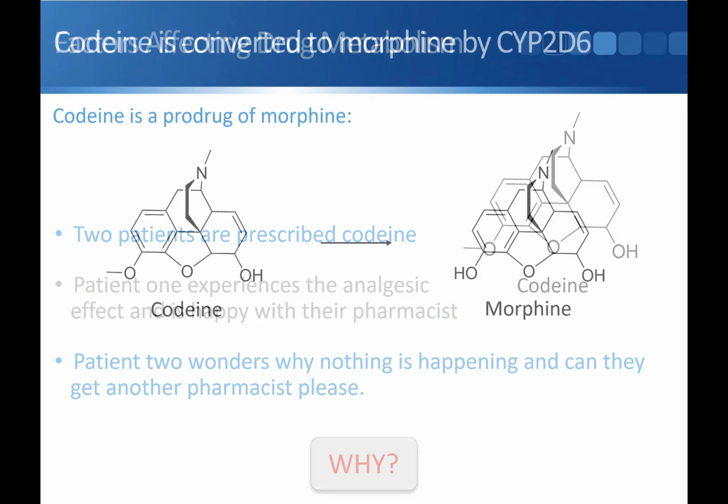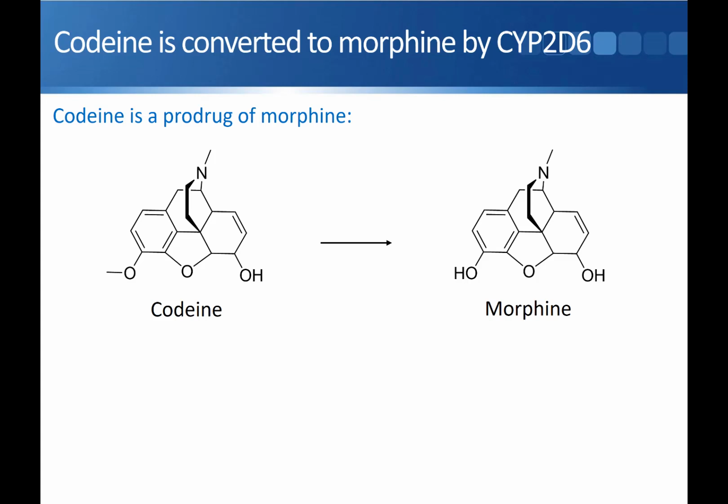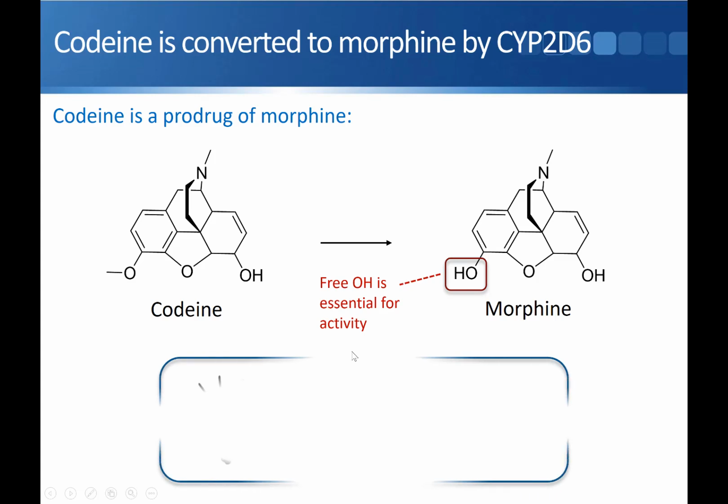Why is this happening? Well, an understanding of metabolism can lead you to get to the root of the problem and explain this possibly to the patient, and also make a sensible recommendation for an alternative therapy. Because codeine is actually a prodrug of morphine. For codeine to work in the body, this methyl ether needs to be cleaved. It needs to be dealkylated via the action of cytochrome P450 enzymes. And only once this phenolic OH is revealed will the drug be able to have the appropriate interactions with the opioid receptor to give the analgesic effect. So the free OH is essential for activity.